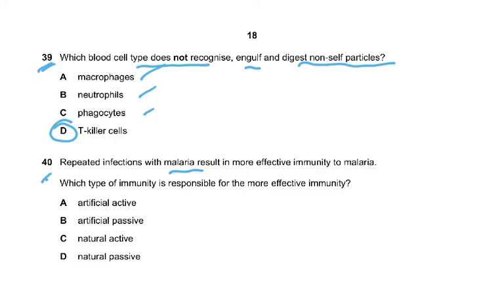Question number 40. Repeated infections with malaria result in more effective immunity to malaria. Which type of immunity is responsible for the most effective immunity? Naturally, if the person is suffering from malaria and getting better, and then again suffering and then again getting better, it has to be natural active immunity. Why? Because the activity is done by his lymphocytes. He suffers from malaria, then he gets better, then he suffers, and then he gets better. So what is responsible is natural active immunity. So the answer is C.